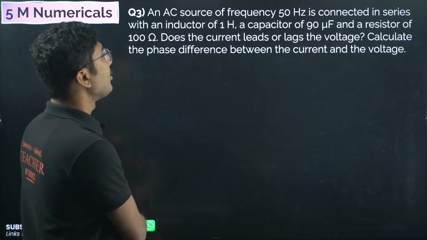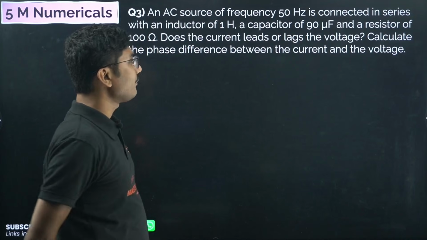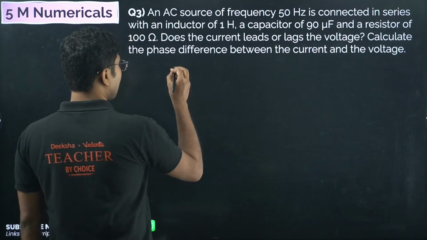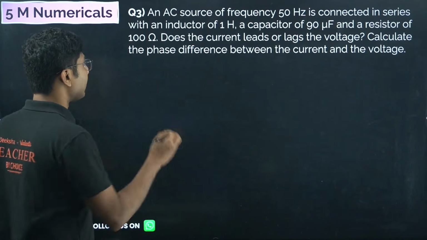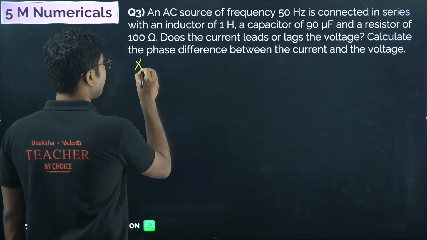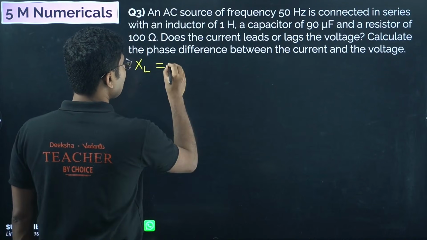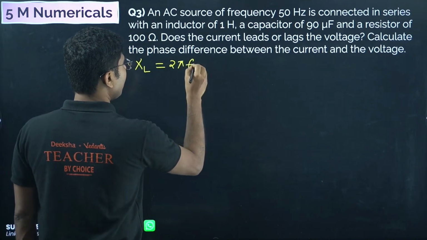First of all, you have to answer whether the current leads or lags. Second, you have to calculate the phase difference. So how to do that? First stage, in case of phase difference, in case of impedance, etc. related questions, first stage is to calculate XL and XC. What is XL? XL is given by 2 pi F into L.